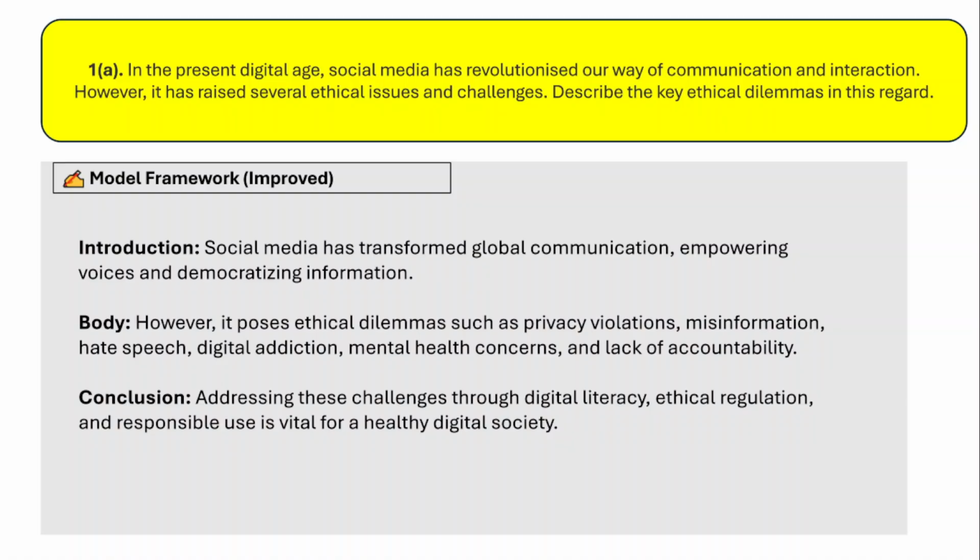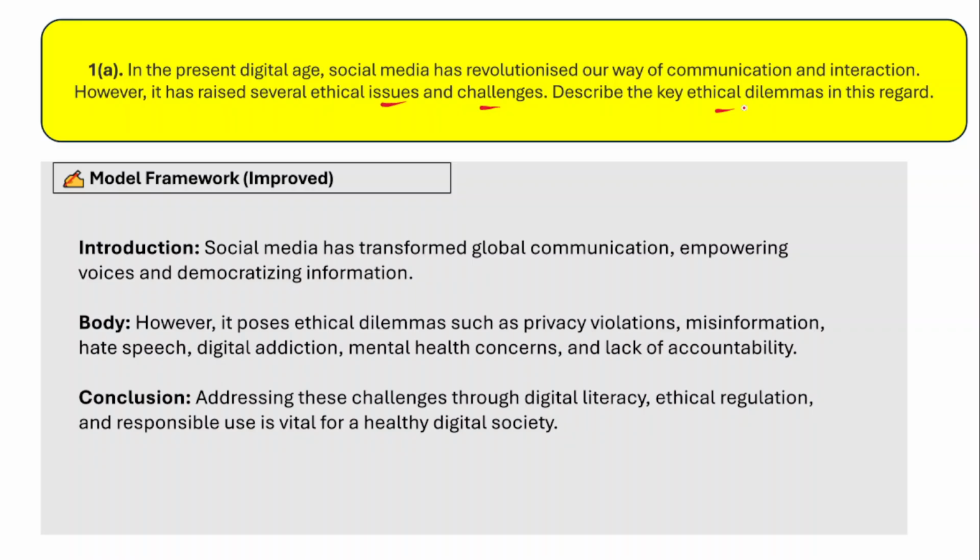It says that in the present digital age, social media has revolutionized our way of communication and interaction. Now here the key theme or key aspect is social media, and how social media has revolutionized our way of communication and interaction. However, apart from its positive sides, it has raised several ethical issues as well, and these ethical issues have also created new challenges. So in this particular context, you need to describe the ethical dilemmas involved in it.